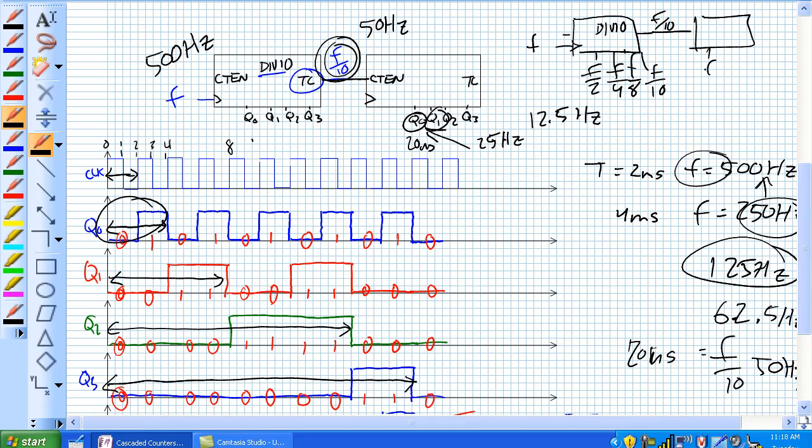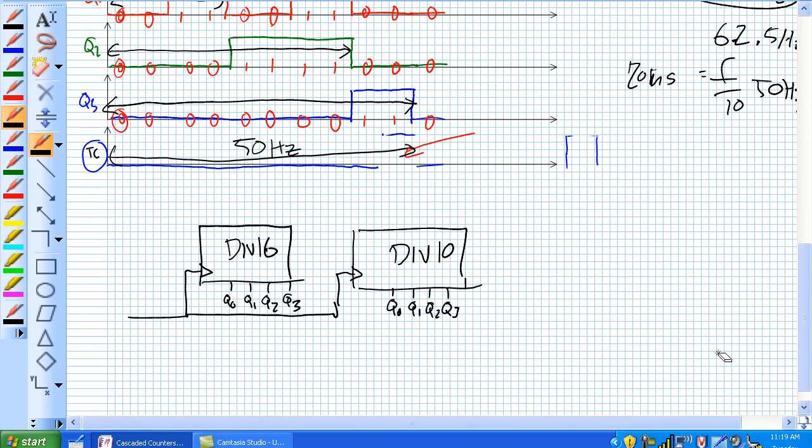But what's happening here is f divided by 20, f divided by 40, f divided by 80, f divided by 100, and again, same thing here, f divided by 100. And if you want to keep on dividing these things out into all sorts of crazy frequencies, add another stage, make it modulus 6, make it modulus 16, whatever frequency you want, you can get using these cascaded counters. So let's go ahead and just do a quick example of this down below here.